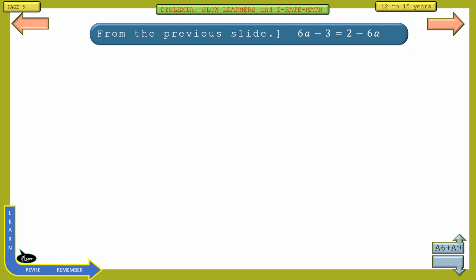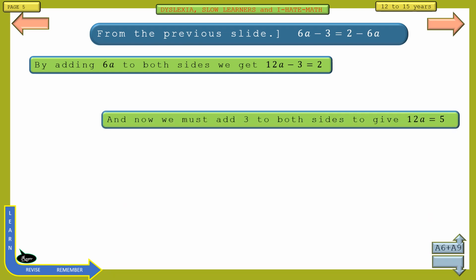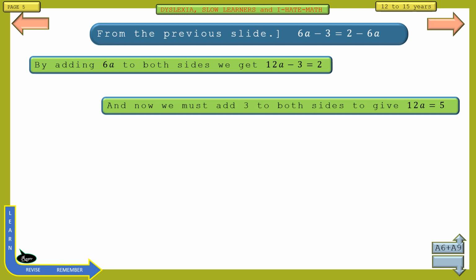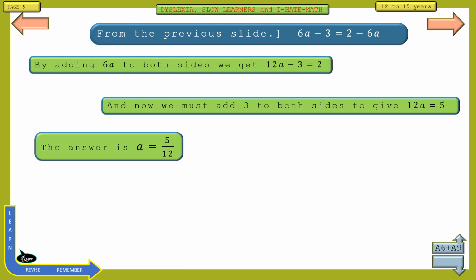The equation from the previous slide. By adding 6a to both sides, we get 12a minus 3 equals 2. And now we must add 3 to both sides to give 12a equals 5. The answer is a equals 5 upon 12.